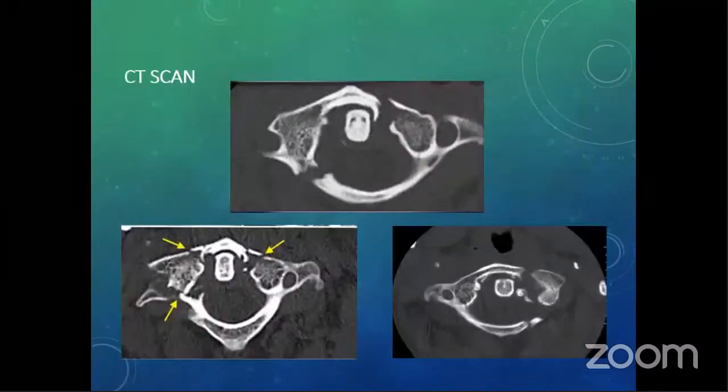So these are the CT films, CT scan axial cuts showing the fracture of the anterior arch and posterior arch.